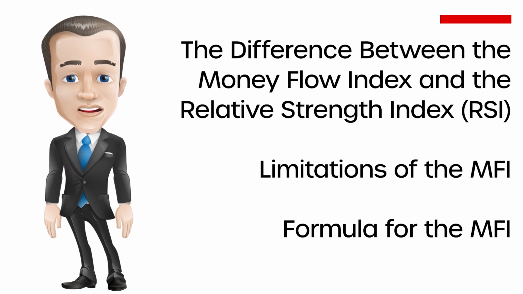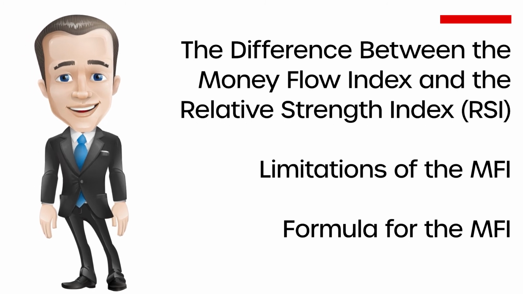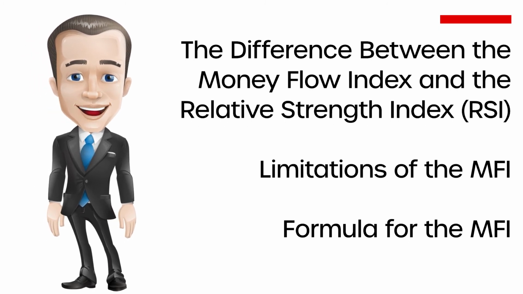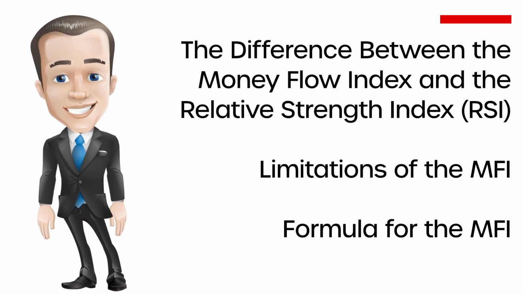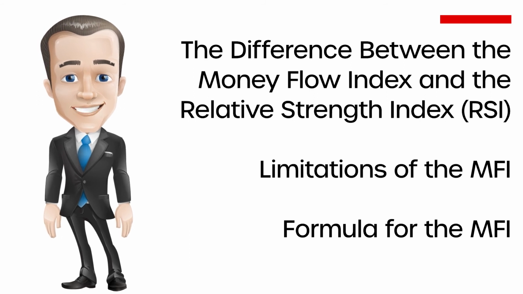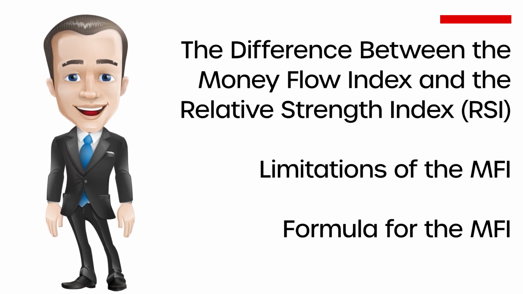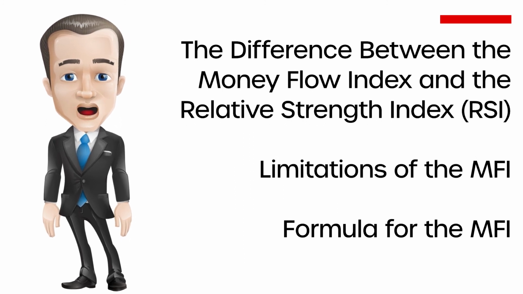Compute the raw money flow. Raw money flow equals volume times typical price. Compute the money ratio. Money ratio equals 14 period positive money flow divided by 14 period negative money flow. Compute the money flow index, MFI. MFI equals 100 minus 100 divided by parentheses 1 plus the money ratio, close parentheses.